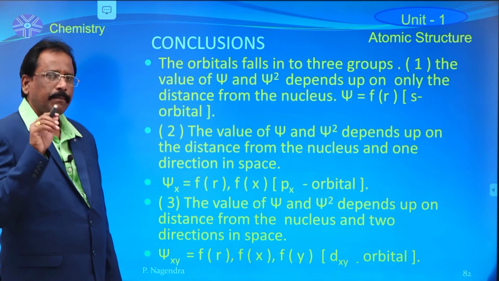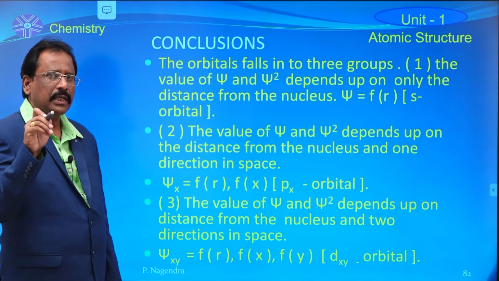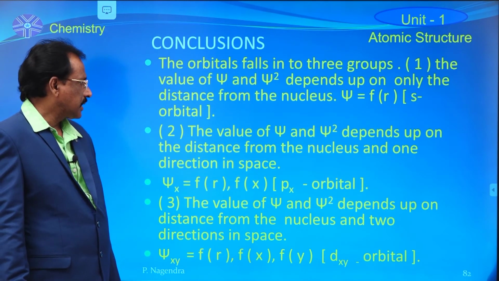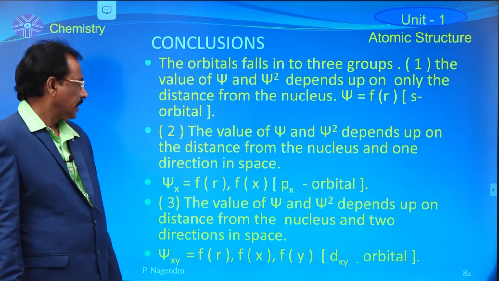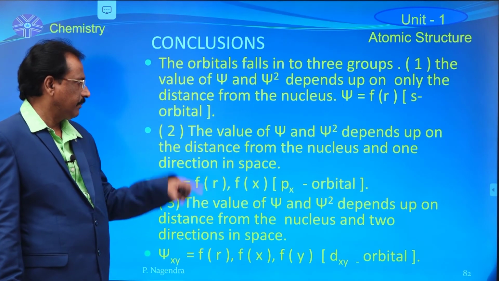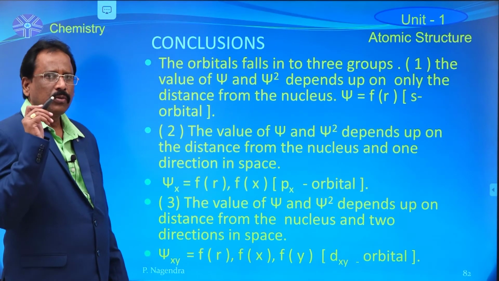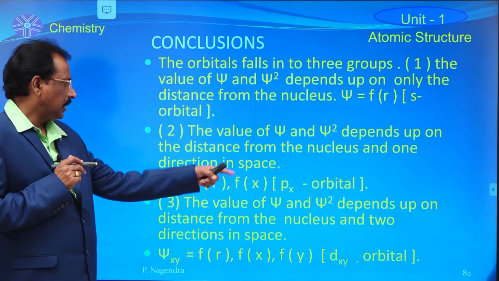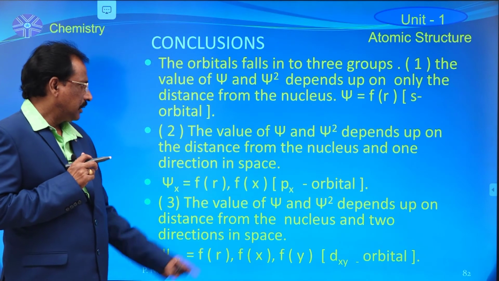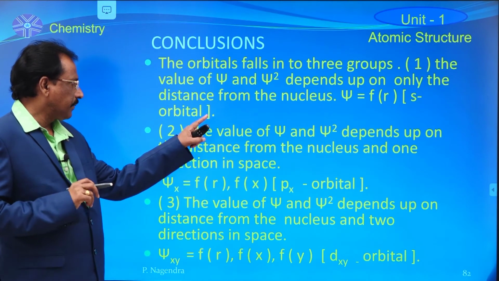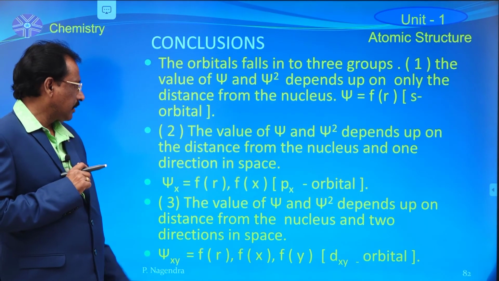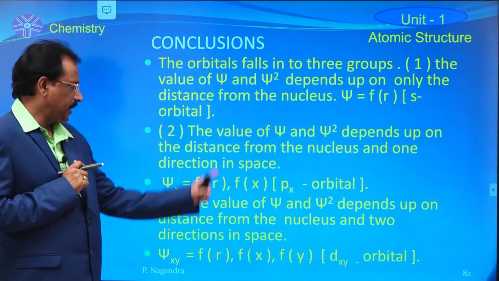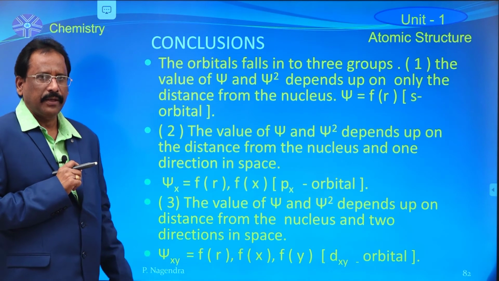That means p orbital is directional in nature. That is why the value of psi and psi square depends upon the radial distance from the nucleus and one direction in space. If it is px orbital, for that orbital, the value of psi and psi square depends upon both radial distance and one direction. If it is py, function of y.